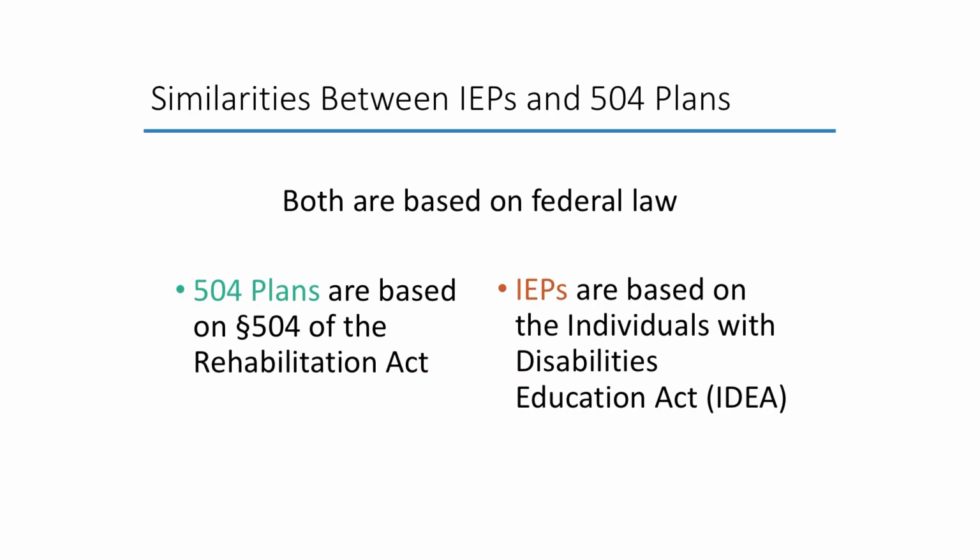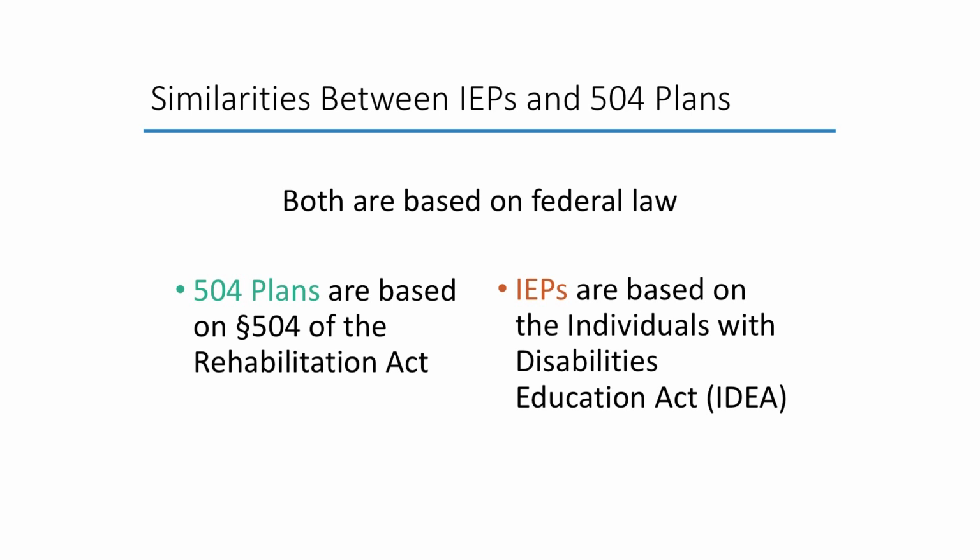A 504 plan refers to a plan that is put together under Section 504 of the Rehabilitation Act. That was enacted in 1973. The purpose of that law is to provide access to public programs, public schools being one of them.